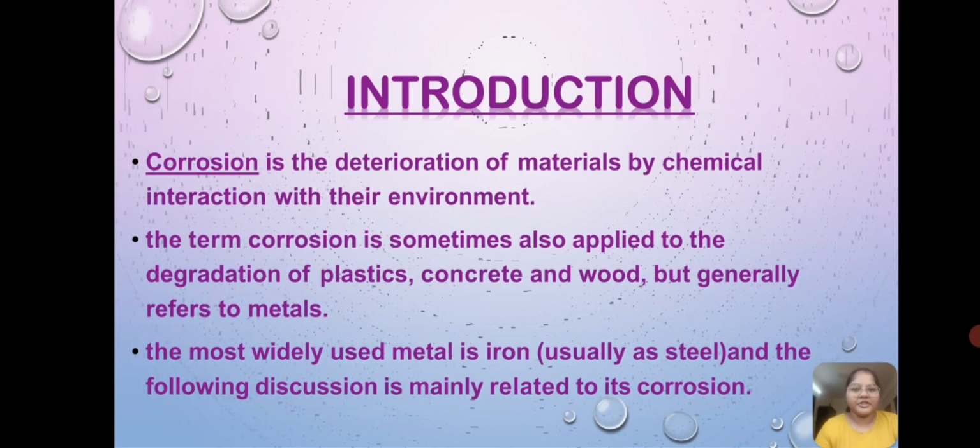Introduction of corrosion. Corrosion is the deterioration of materials by chemical interaction with their environment. The term corrosion is sometimes also applied to the degradation of plastic, concrete, and wood, but generally refers to metals. The most widely used metal is iron, and the following discussion is mainly related to its corrosion.